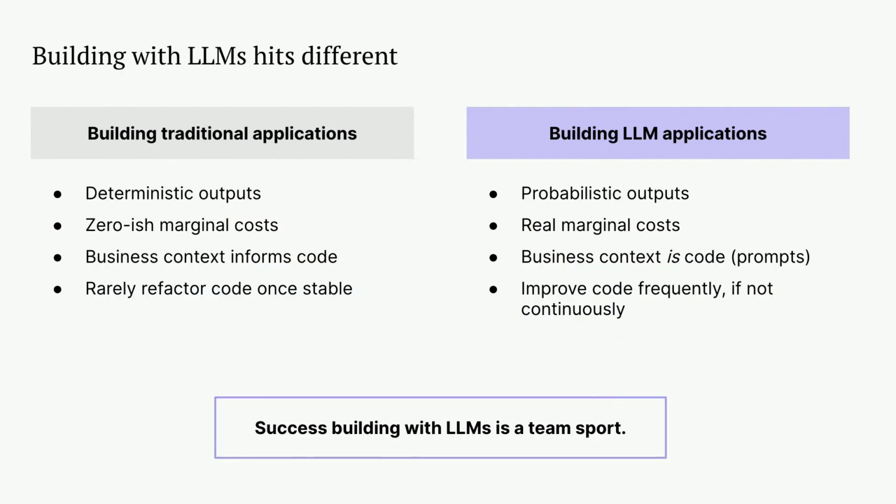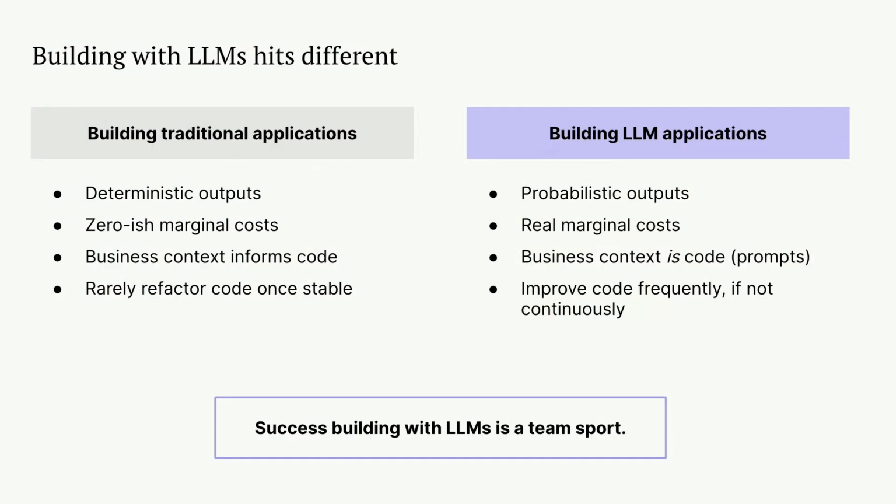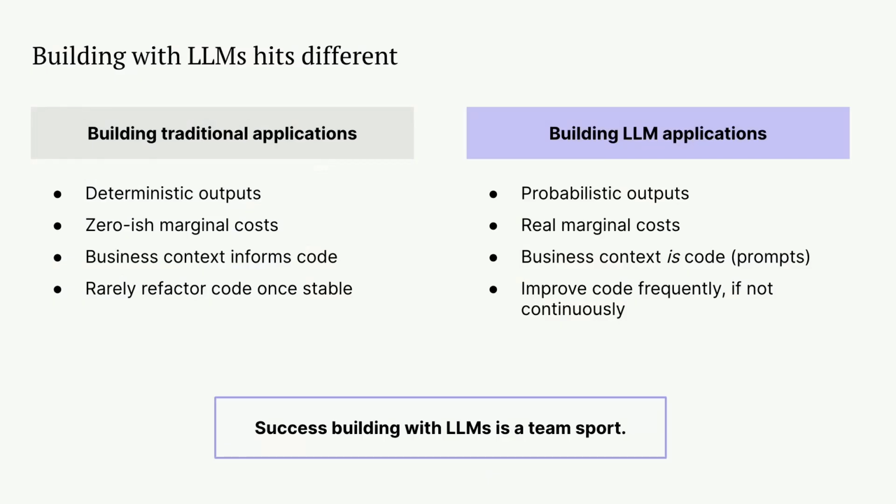So what does it actually mean? I think, as anyone that's tried building with LLMs knows, it's a little bit unique. There are a lot of reasons why outputs are probabilistic versus deterministic. There are real marginal costs associated with running the models that add up quickly. And business context is part of the process, right? The code is the prompt that's written, and the business logic is basically what lives in that code. Improving that happens continuously because of the nature of the technology and how it's always evolving. The outcome of this is that we see the most successful LLM apps and projects are built collaboratively in an organization, which is why we call it a team sport.